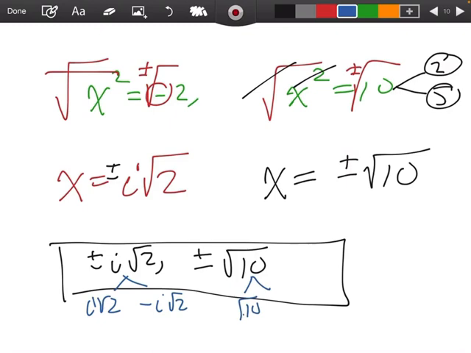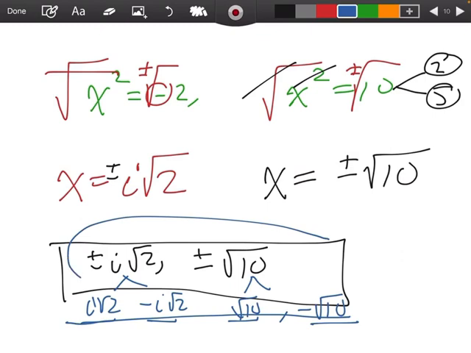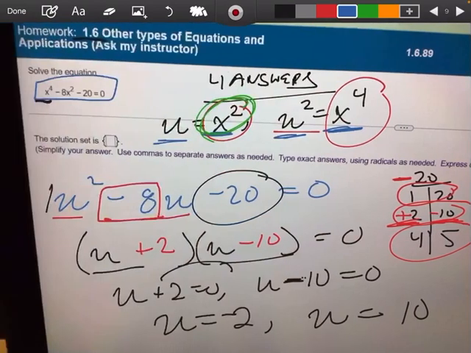There's 2 answers right here. One of them is the square root of 10. The other one is the negative square root of 10. 1, 2, 3, 4 answers, right? You can list all 4 like this if you want to, or you can write it like that. But those are my 4 answers. And if you remember, we said we were going to get 4 answers, okay?